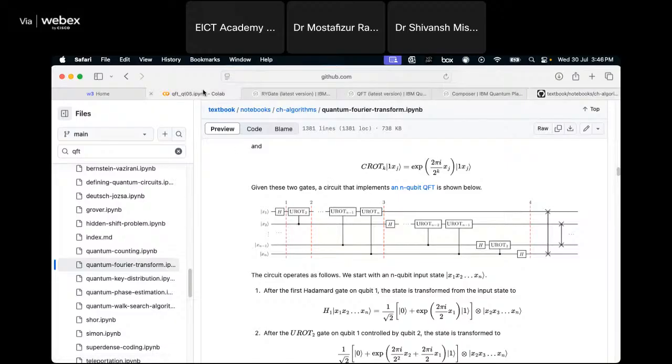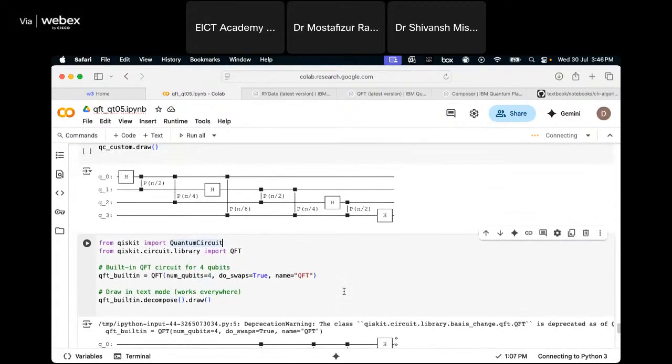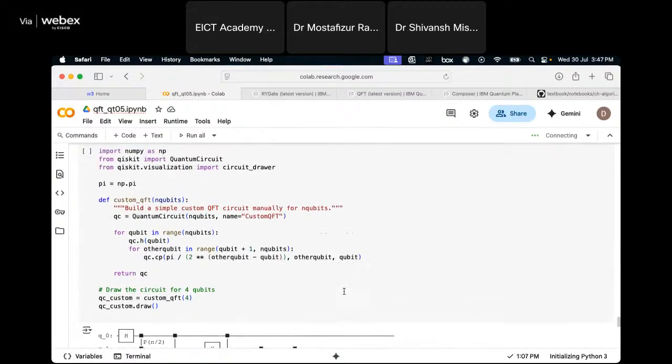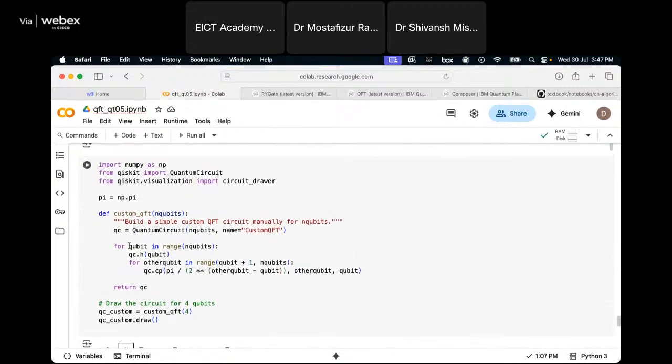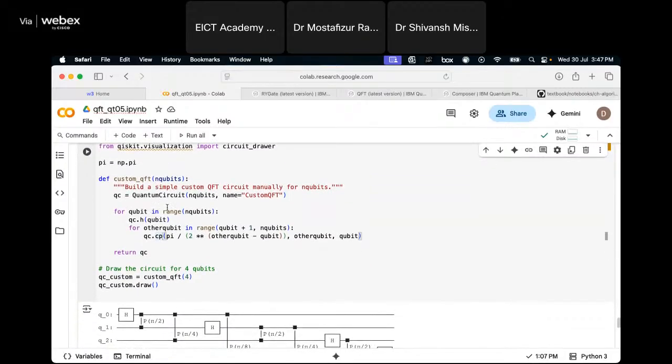I already shared the code, but let me show you again. In the equation of QFT, there are two variables, X and Y, so there are two for loops, one for X and one for Y. In one part you apply the Hadamard, in the other part you apply the controlled phase gate. This is a custom function. Although there is a direct QFT function available, I wrote the custom QFT function so that you can understand. For the number of qubits, you apply the Hadamard gate and the controlled phase gate as per the equation.